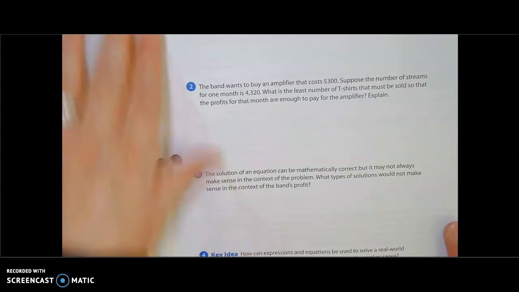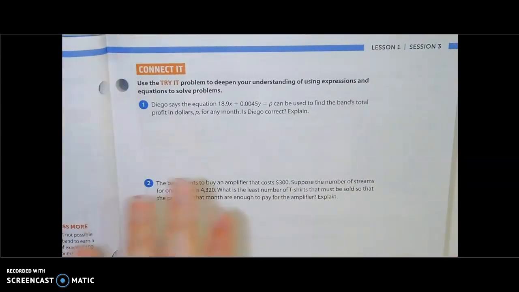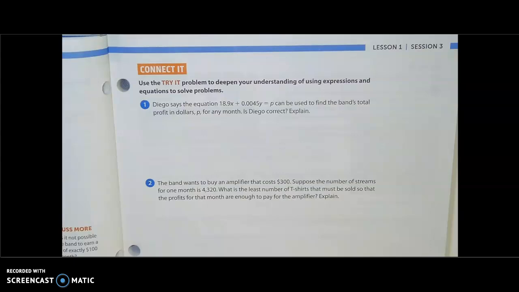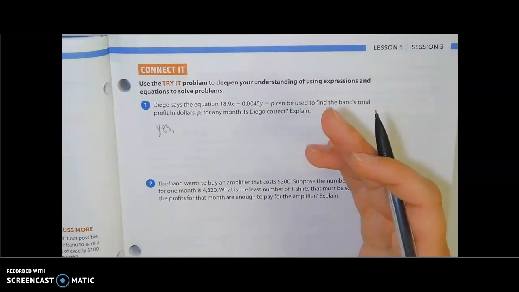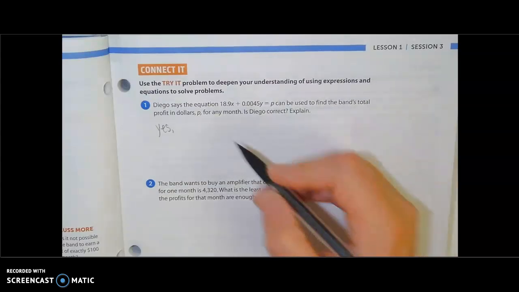All right, so that kind of just gets us up to date on what's going on in our problems. So Diego says that the equation 18.9x plus 0.0045y equals P can be used to find the band's total profit in dollars, P, for any month. Is Diego correct? Explain. So because we use different variables, x for t-shirts, y for streams, the answer is yes. This can be used because our t-shirts and streams can change each month.